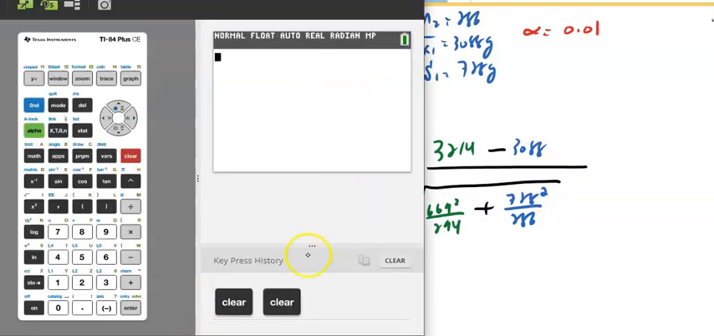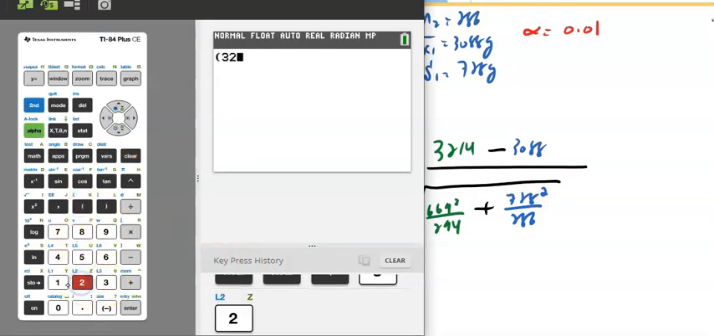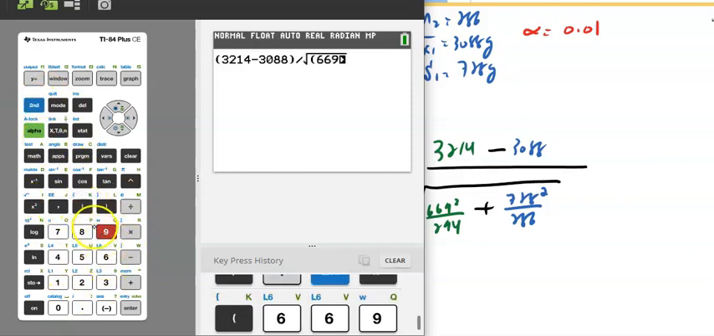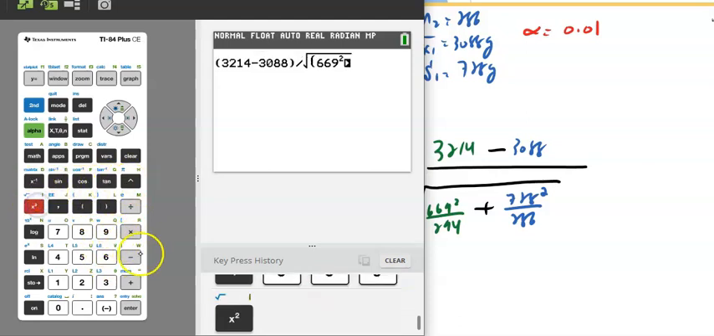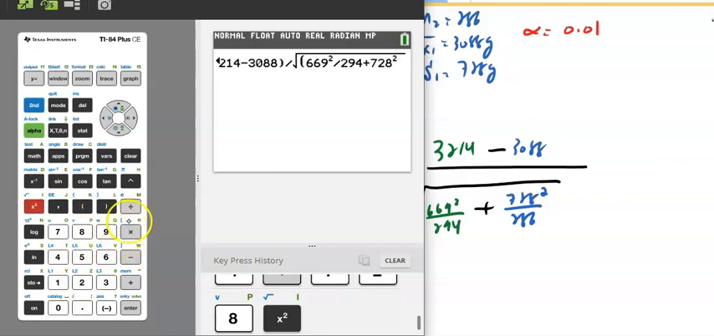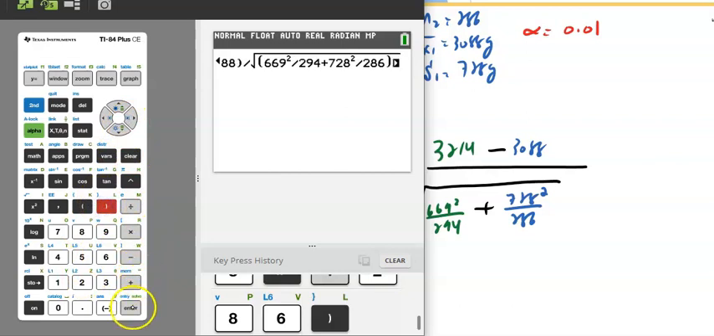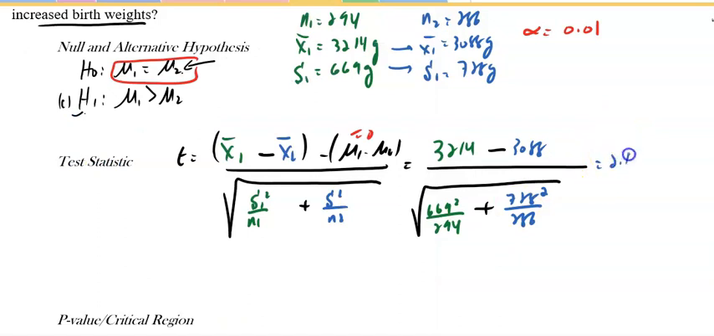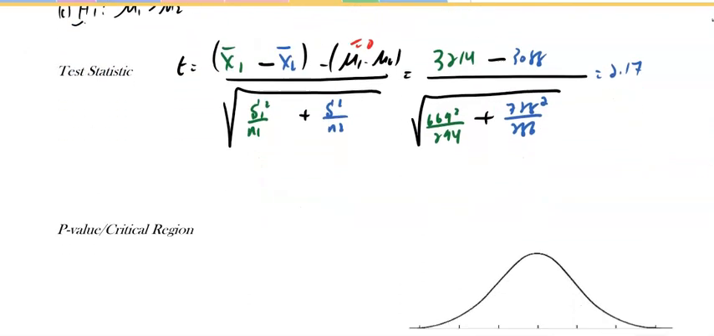If I plug this in my calculator, so parentheses 3214 minus 3088 divided by, and if I take the square root and use parentheses, 669 squared divided by 294 plus 728 squared divided by 286, 2.17. So I'm getting 2.17. Okay, that is my test statistic.